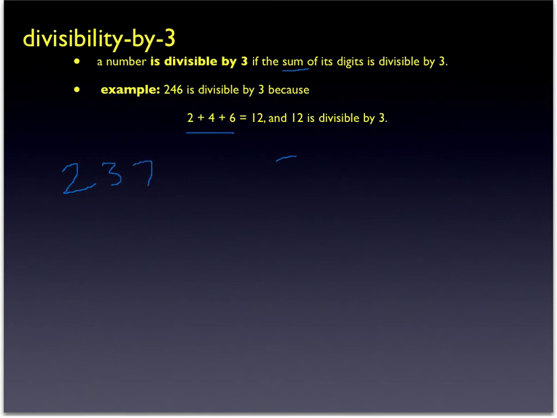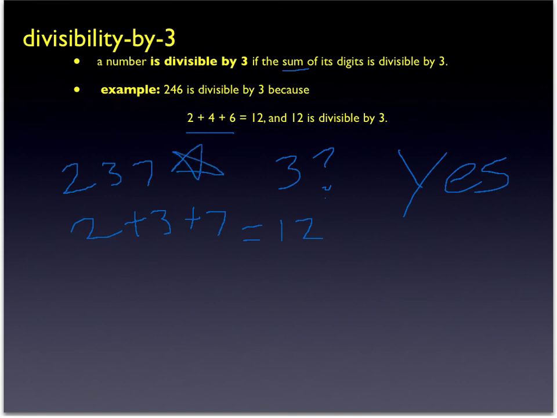Okay? Looking at our next example, we have 237. Now, is 237 divisible by 3? Let's see. 2 plus 3 plus 7. Now, 2 plus 3 is 5, plus 7 is 12. Is 12 divisible by 3? Does 3 go into 12 evenly without a remainder? Yes, it does. So 237 is divisible by 3. Happiness is here all around.